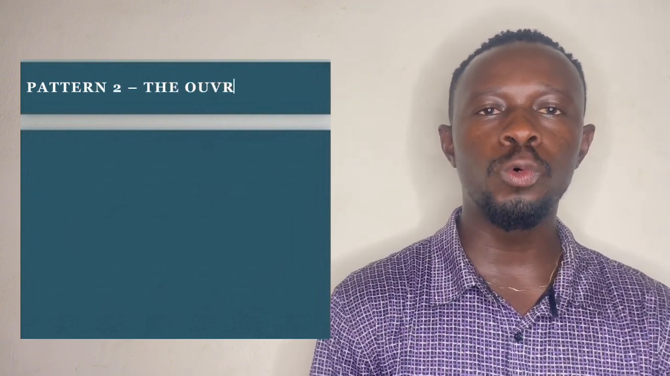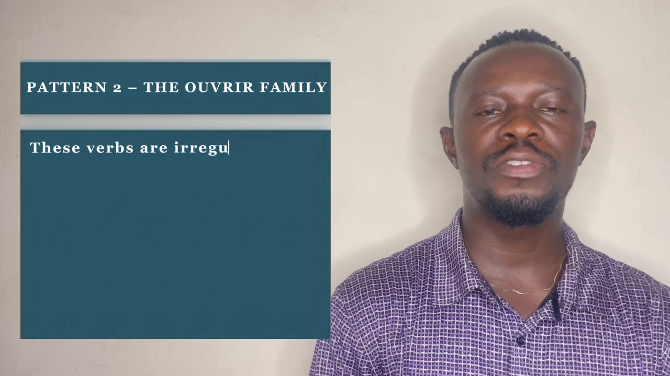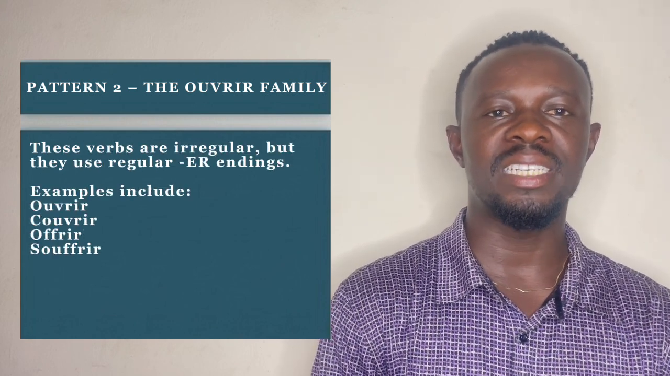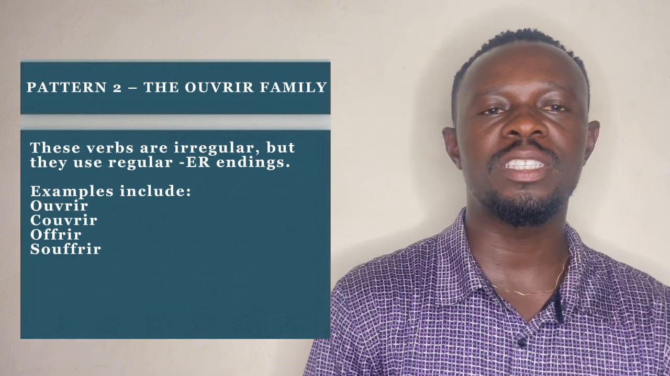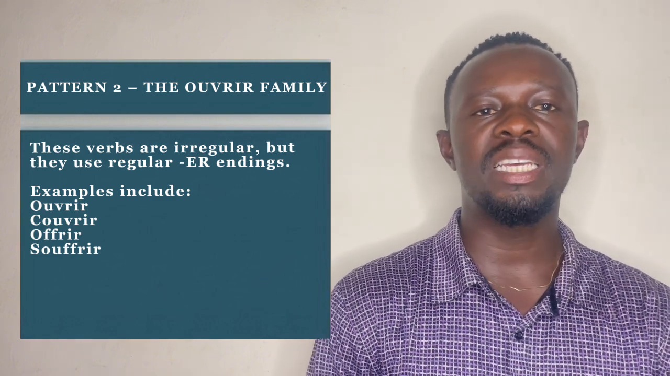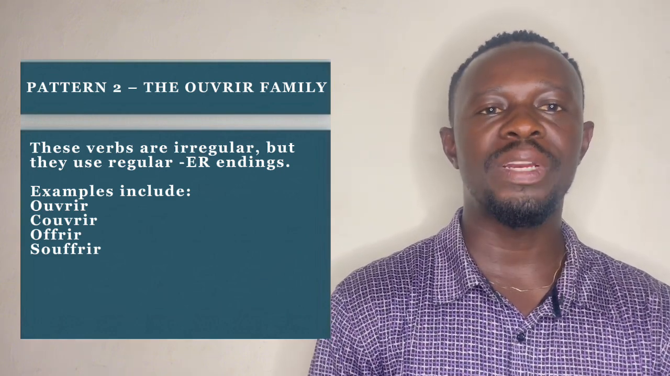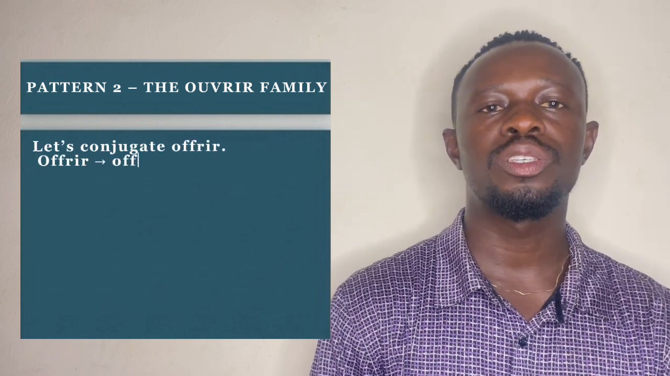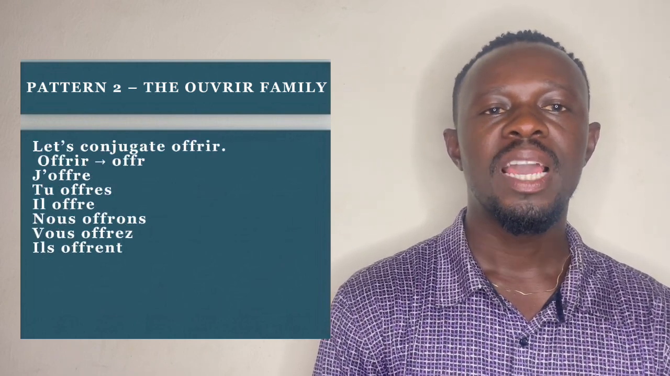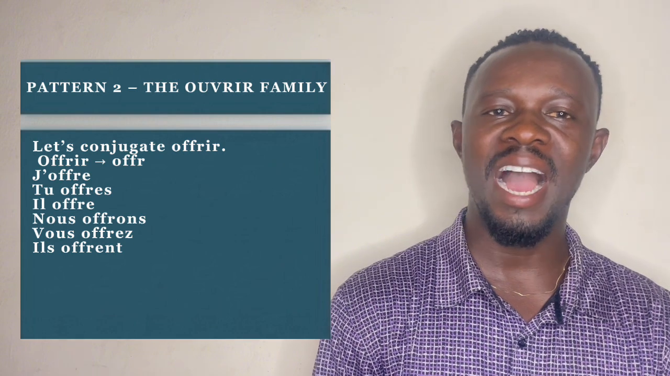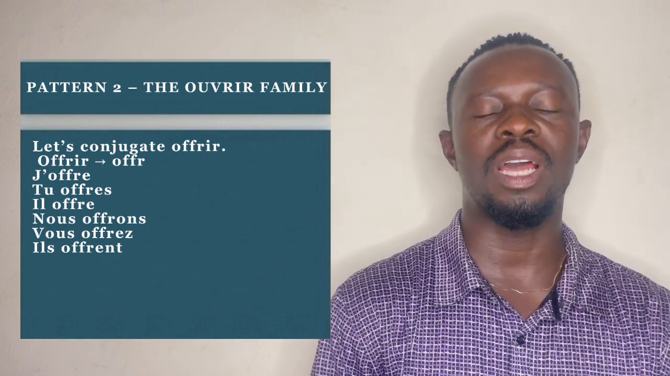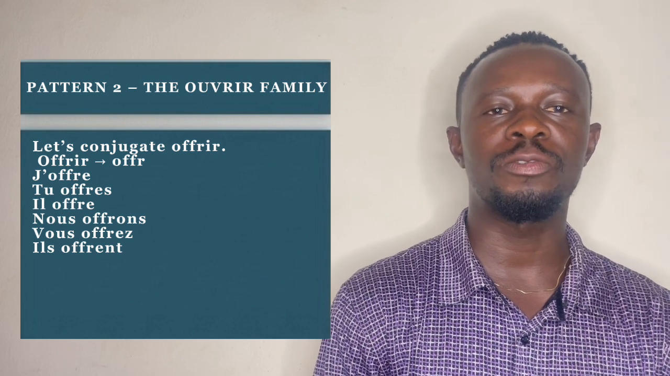Pattern 2, the ouvrir family. These verbs are irregular, but they use regular ER endings. Examples of these verbs are ouvrir, couvrir, offrir, souffrir, and cueillir. Let's conjugate offrir. Now, the first thing to do is to remove the IR. After it's removed the IR, what is left is called our stem. And that's what we're going to be using for our conjugation.